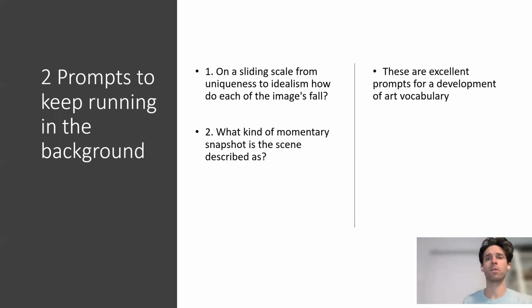So let's go into these prompts before we look at more Olmec imagery. I have two prompts that I'm kind of going at art history with here. One is on a sliding scale from uniqueness to idealism. How do each of the images fall? So what does this mean? What I'm referring to is the specificity at hand.